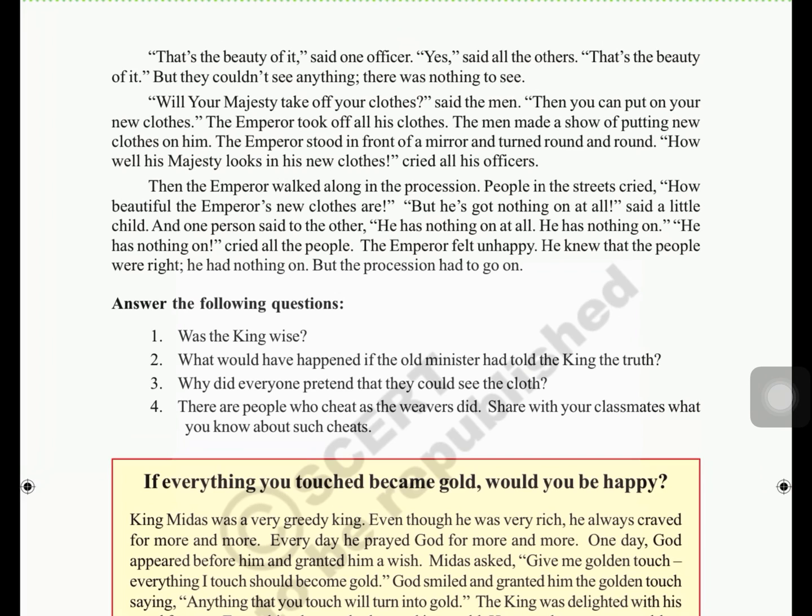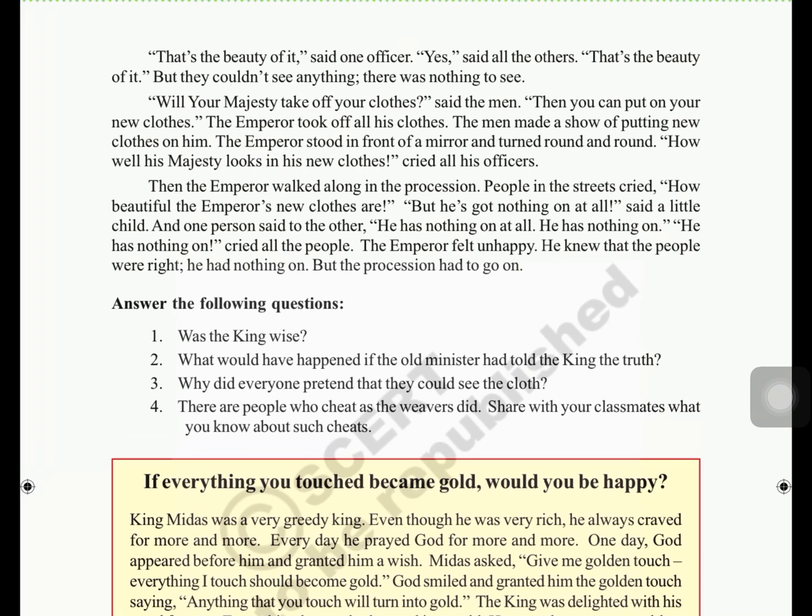They started telling, you are very beautiful. Emperor, you are very beautiful. Then the emperor walked along in the procession. So procession, meaning, children, a formal, religious or public occasion, especially one celebrating a particular event. People in the streets cried, how beautiful the emperor's new clothes are.